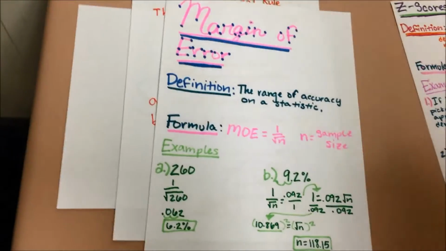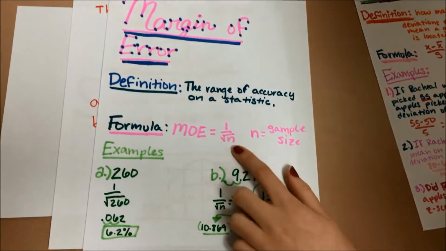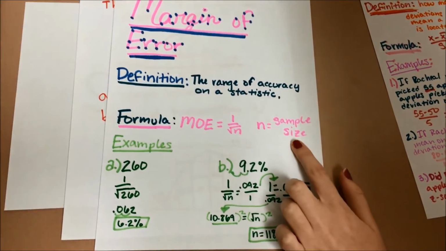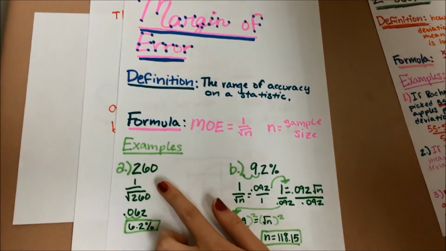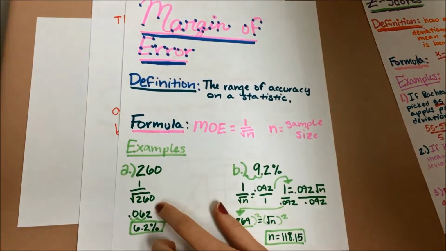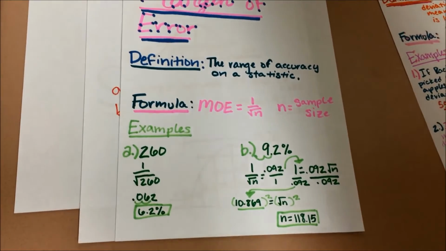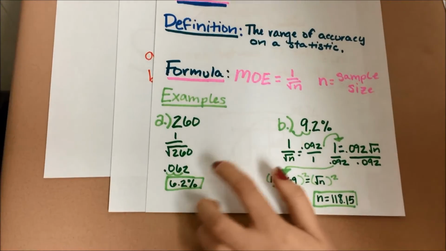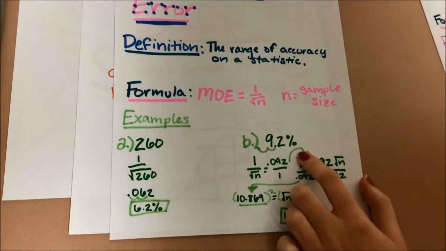Okay, margin of error. Your definition is the range of accuracy on the statistic. Your formula is 1 over the square root of n, where n is the sample size. A, which is 260, is your sample size. So you'll plug it in for n: 1 divided by the square root of 260. When you plug that into the calculator, you get 0.062. All you have to do to change it into a percent is move the decimal right 2 places, and you get 6.2%.